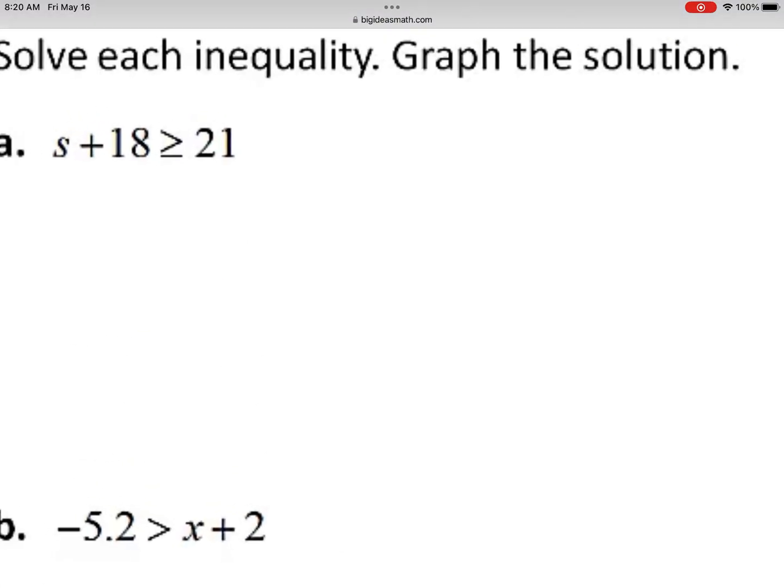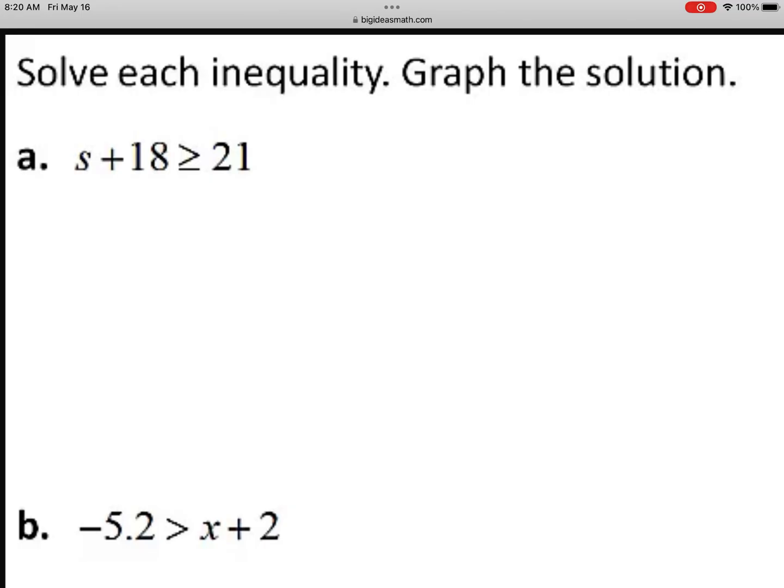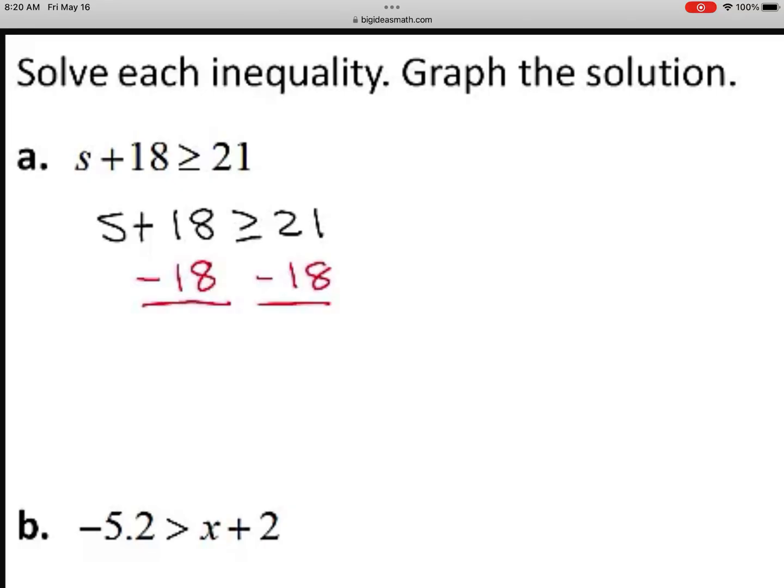Solve each inequality. Graph the solution. Part A. s plus 18 is greater than or equal to 21. First write the inequality. s plus 18 is greater than or equal to 21. Next use the subtraction property of inequality. Subtract 18 from each side of the inequality.